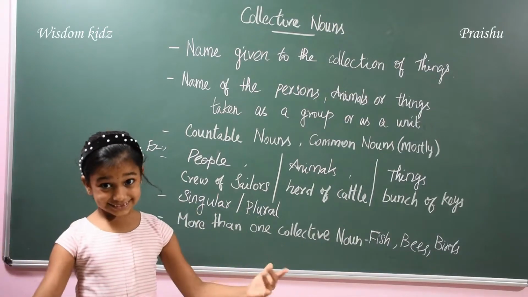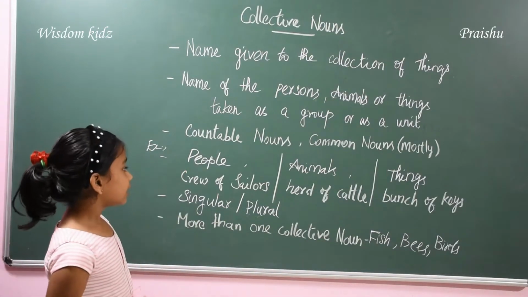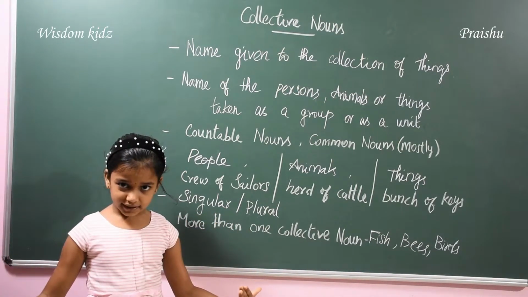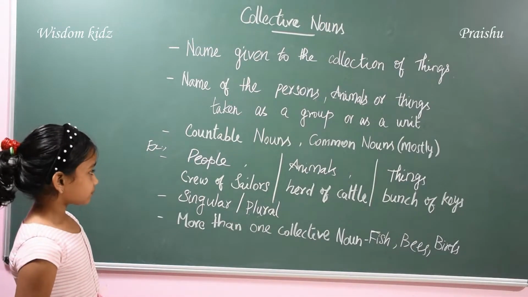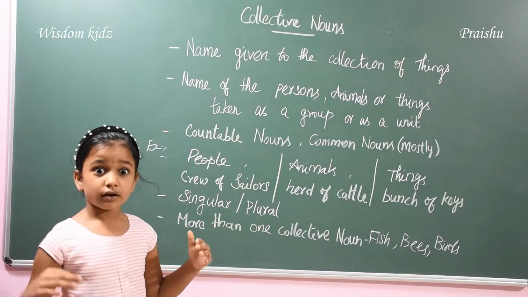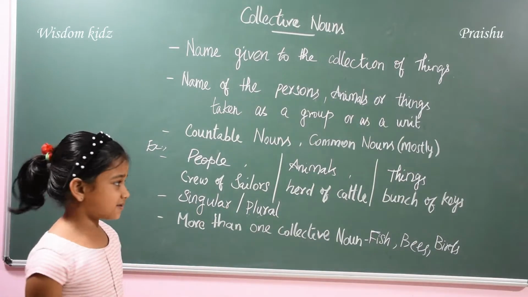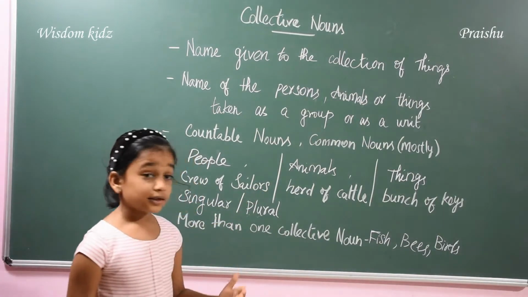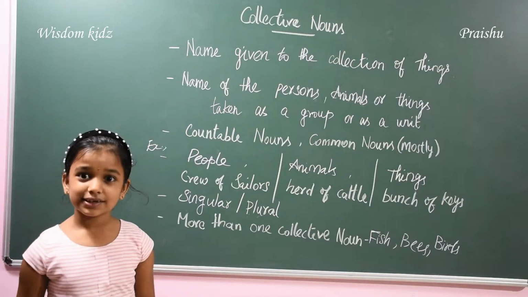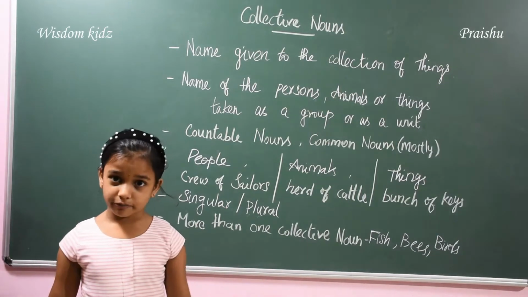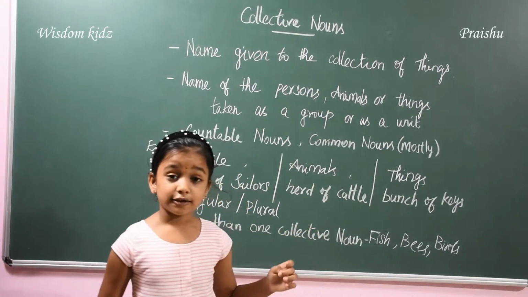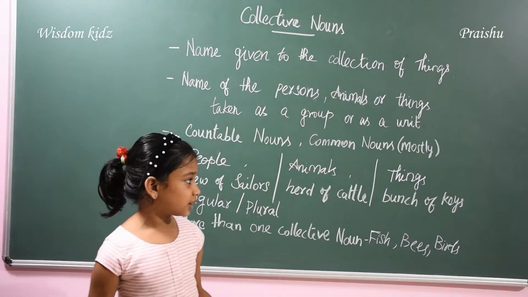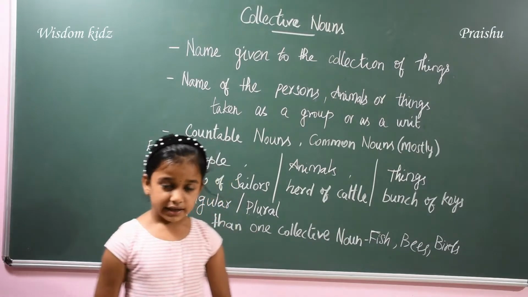I have some examples for you. People: a crew of sailors. Crew represents the group of sailors. A band of musicians. For animals: a herd of cattle, a flock of bears, etc. For things: a cluster of stars, a bunch of keys, etc.